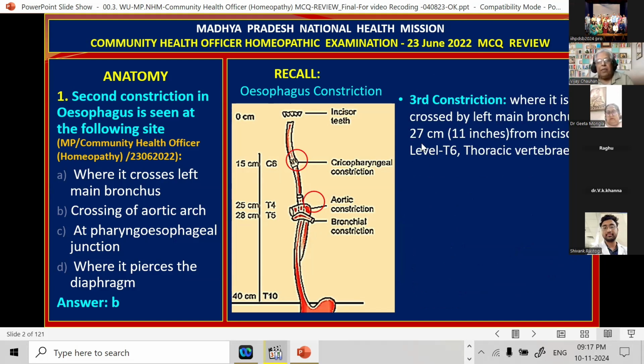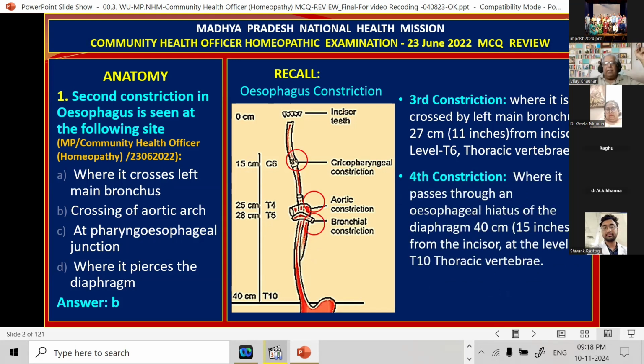It is approximately 27 centimeters or 11 inches from the incisor, at the level of D6, thoracic 6 vertebra. Let us see its level. It is bronchial constriction. And the fourth constrictor is where it passes through the esophageal hiatus of the diaphragm, 40 centimeters or 15 inches from the incisor, at the level of the 10th thoracic vertebra.